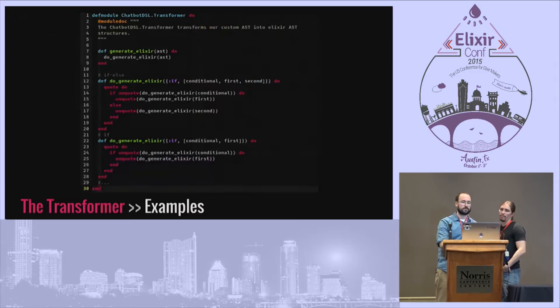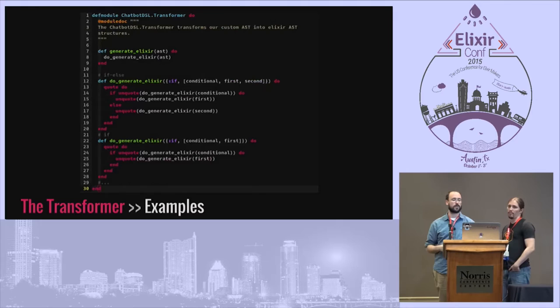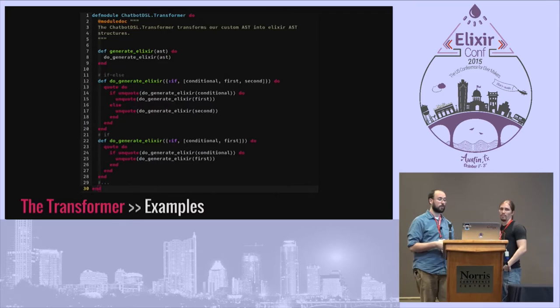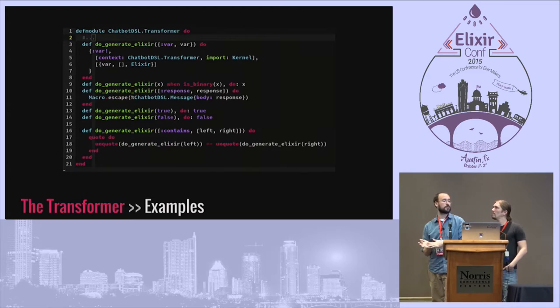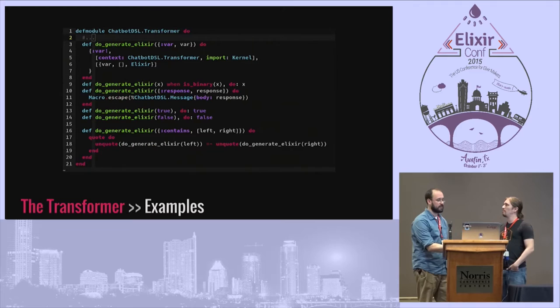Anyway, here's the implementation, very similar to what you saw before, except this time we're using unquote and quote. We're pattern matching on the expression type, and we're using quote and unquote to build out our quoted forms. This is obviously recursive, so for each argument in each expression, we generate Elixir for it until we get to the leaf nodes and don't have to do it anymore. And then here's the implementation for var, response, true, false, binaries, and contains. So basically, this is two slides to show everything that consists of. It's not very complicated code.